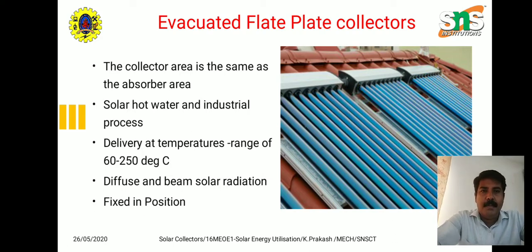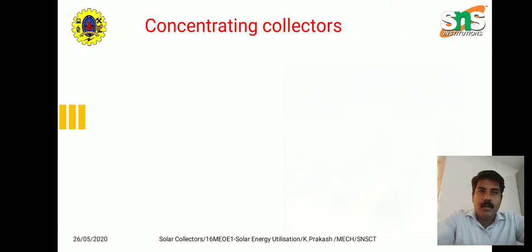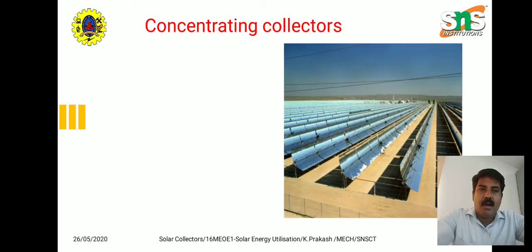These are the two major classifications, flat plate collectors and evacuated plate collectors, which come under the non-concentrating collectors. We are not focusing the radiation here; only the solar radiation falling on it is allowed to be absorbed. Next we come to concentrating collectors. So what are concentrating and non-concentrating collectors?